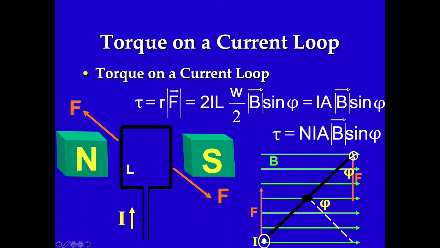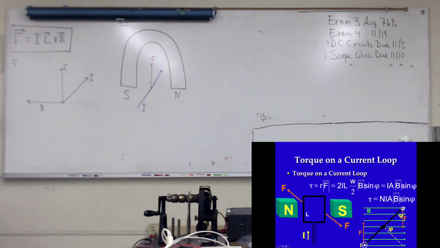And because of that, the force on each vertical wire is shown. There's no force on the top of the loop, and there's no force on the bottom of that rectangular loop because I is parallel or anti-parallel to the magnetic field. The cross product is 0. Those two force vectors are equal and opposite because the magnetic field is uniform. So the sum of the forces is 0, but the sum of the torques is not. And so it's going to cause that loop of wire to rotate.